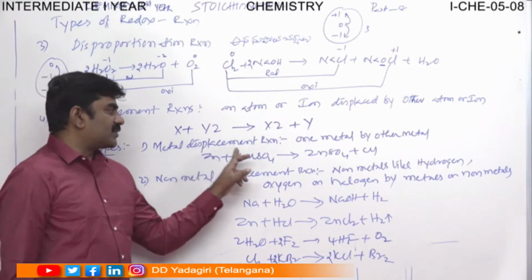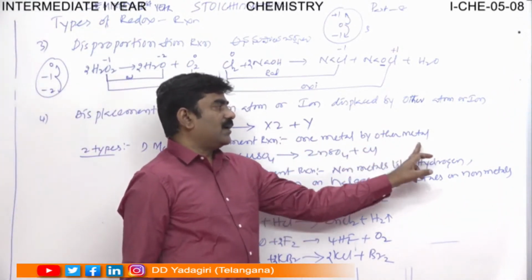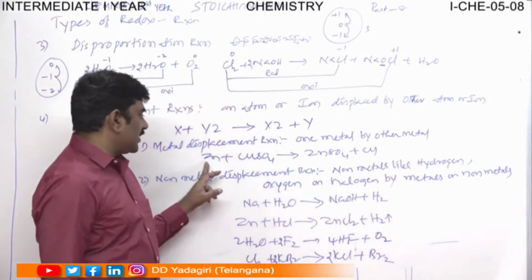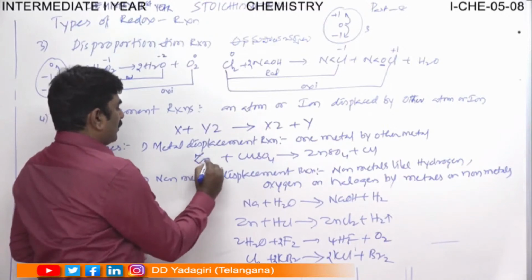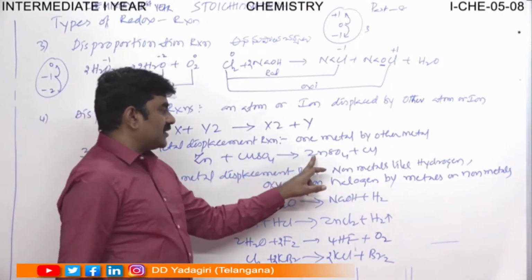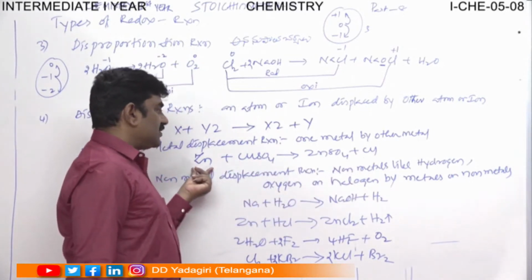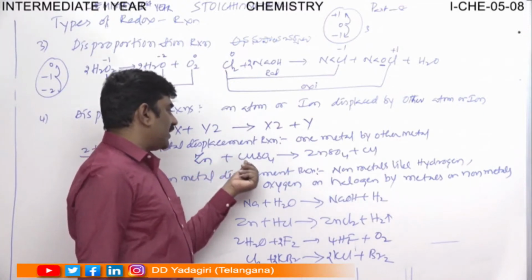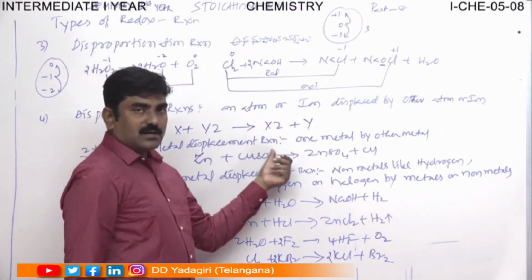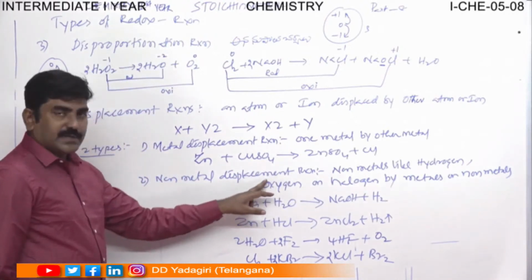In the case of metal displacement reactions, one metal will be displaced by another metal. See the example: zinc plus copper sulfate. So Zn plus CuSO4 gives ZnSO4 and Cu. Copper is displaced by which one? Zinc. This is metal, this is metal. That's why this type of reactions are called metal displacement reactions. And another type is non-metal displacement reactions.